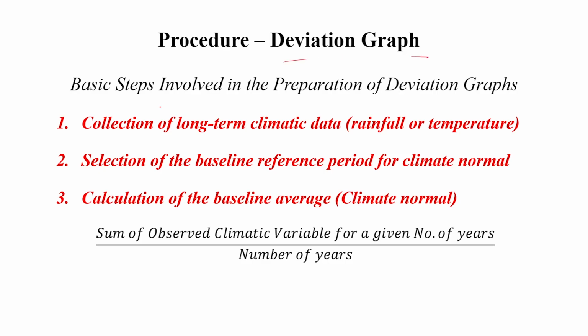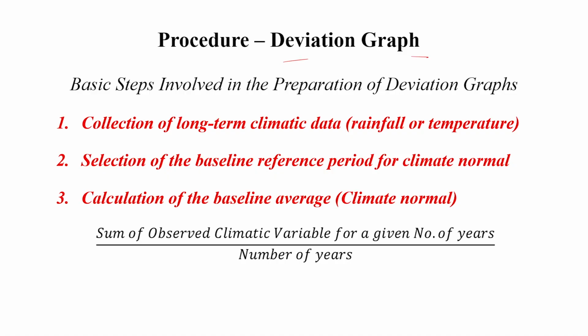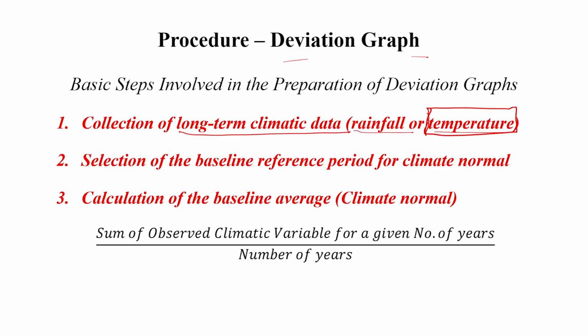So, these are the basic steps involved. What is the first step to create a deviation graph? The first thing is we need the temperature data or rainfall data over a period of time. So, first we will collect long term climatic data, whether rainfall or temperature. Today we will be solving for temperature. For rainfall, the procedure is the same. Only thing is you have to change the data, you have to do the same analysis with rainfall data.